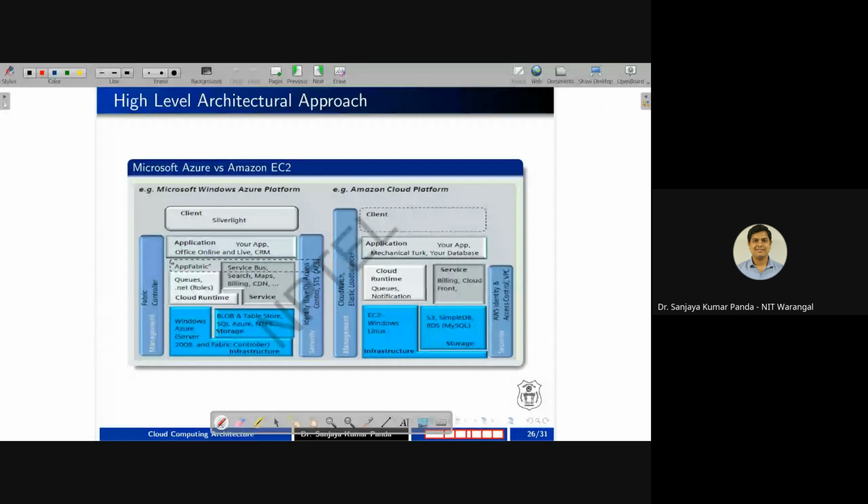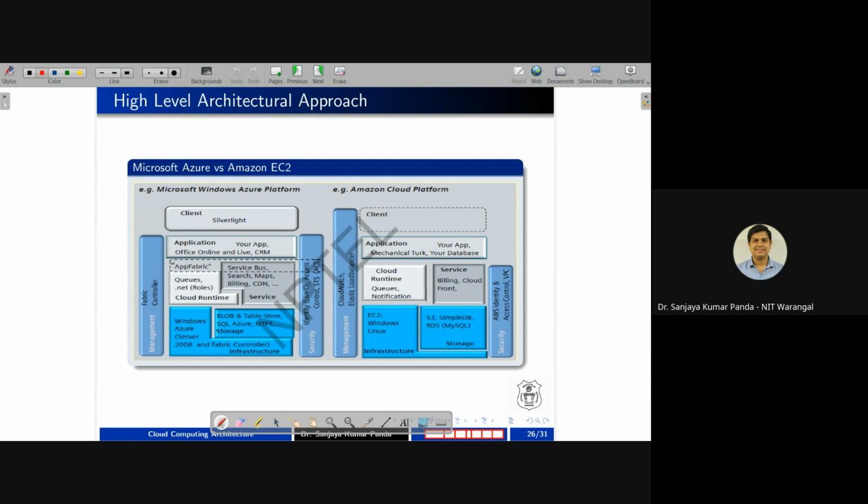Similarly, here I am showing you two different architectures which are very famous. Like Microsoft has a service, that is Microsoft Azure, which is also providing services like AWS, Amazon Web Services. So here we are comparing the Microsoft Windows Azure platform with the Amazon Cloud platform. So the type of services that they are providing is different. So here maybe we are saying Elastic Compute Cloud, that is EC2.